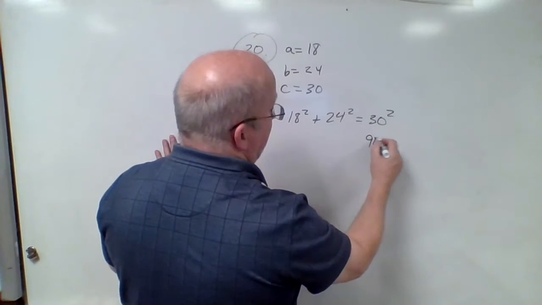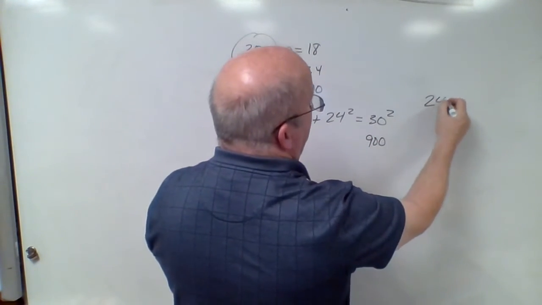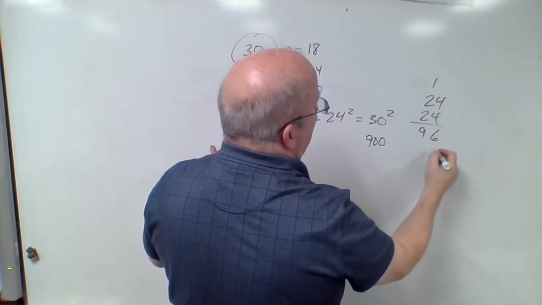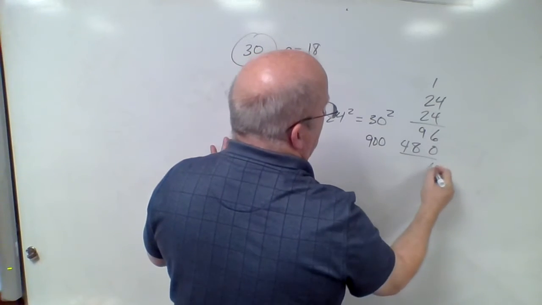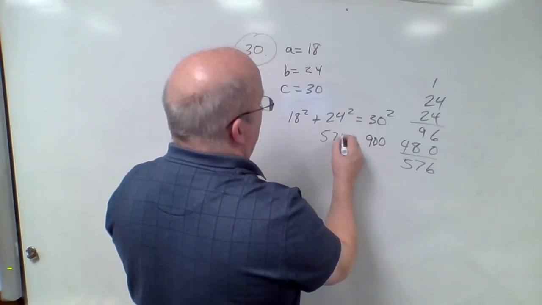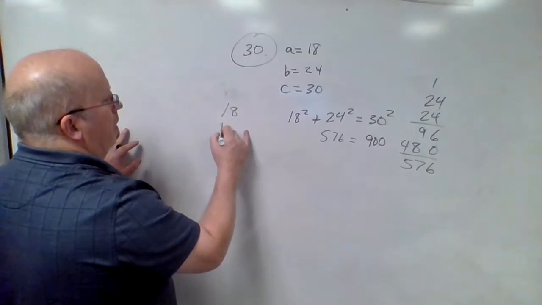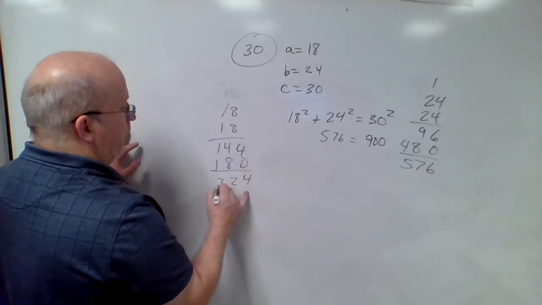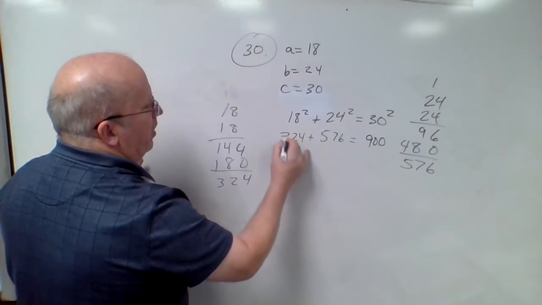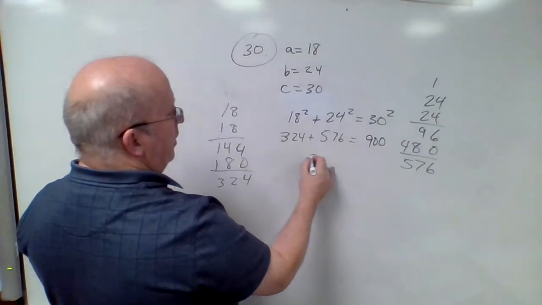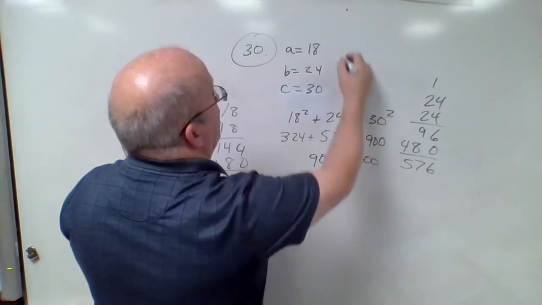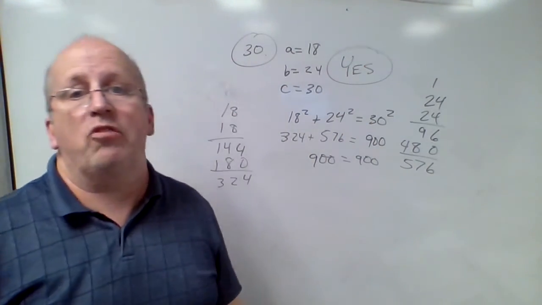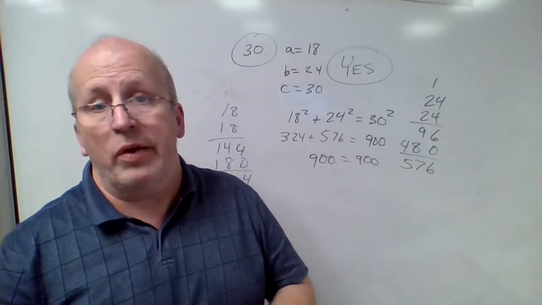Let's see what happens here. 30 squared, I know that that's 900. 24 squared, I don't know that one. I think it's in the 500s, 596 or 576. Not quite sure. Oh, 576. And what about 18 squared? I get 324. If I add these two together, let's see what I get. I get 900. So the answer to this problem is yes. These three numbers do create a right triangle. They are a Pythagorean triple.